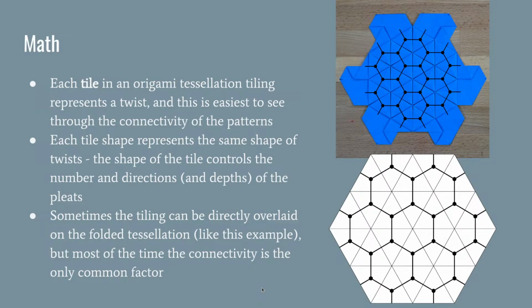Typically, to get the tiling to overlay directly on the crease pattern, you have to use regular twists, so regular shapes: square, equilateral triangle, hexagon, and you have to have all the twists on the same side of the paper, and you have to use a consistent spacing throughout the pattern. None of which is a given.